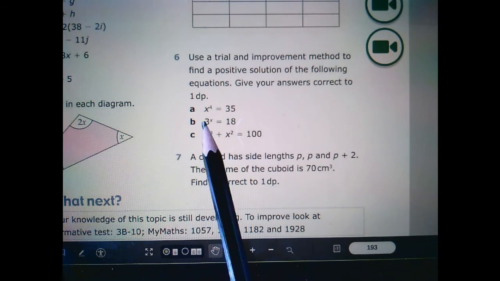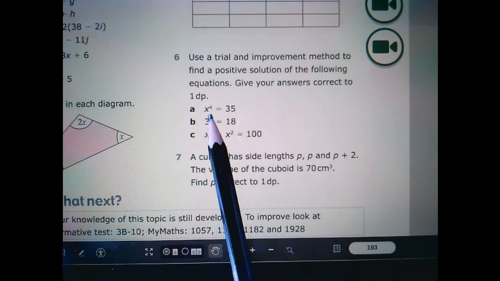Okay, so for this one, I would think about what x to the 4 is, and it's going to be 35, so x to the 4 is going to be 35. We can't go too huge with that one, so I'd maybe start around 2 or 3. Okay, so x is equal to 2 or 3.